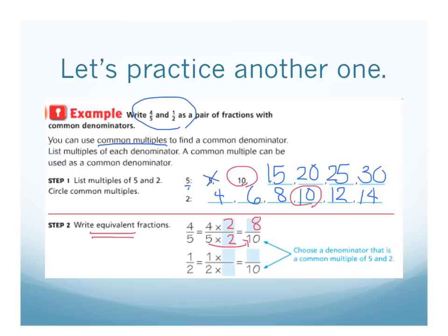4/5 is equivalent to 8/10. I know that 2 times 5 is 10. Whatever I do to the numerator or the denominator, I have to do to the numerator. So I'm going to multiply that by 5 as well. 5/10 is equivalent to 1/2. But bada bing, bada boom, baby, now I have my 2 sets of fractions with a common denominator.